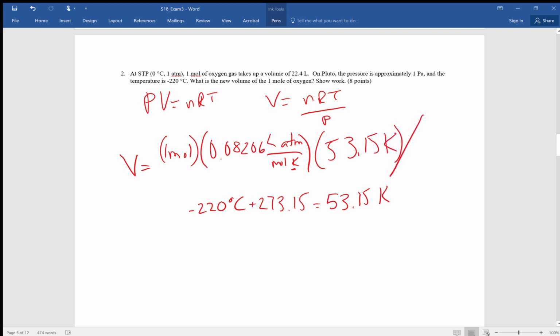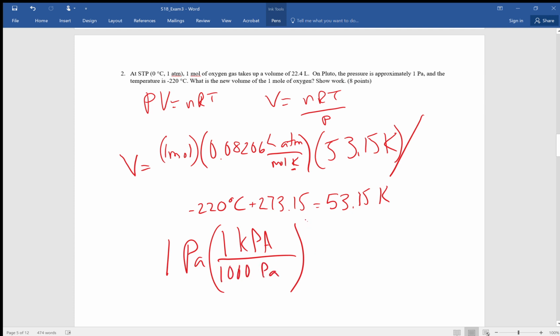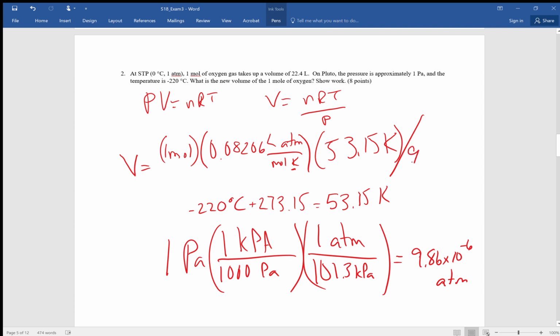Then we divide this by the pressure. Pressure here is given in pascals. So our value for R that we're using is in atmospheres. So we're going to have to convert from pascals to atmospheres. Easiest way to do that is first convert to kilopascals. So 1 kilopascal is 1,000 pascals. And then 101.3 kilopascals is 1 atmosphere. And so we get 9.86 times 10 to the minus 6 atmospheres. And we can plug that in here for P.